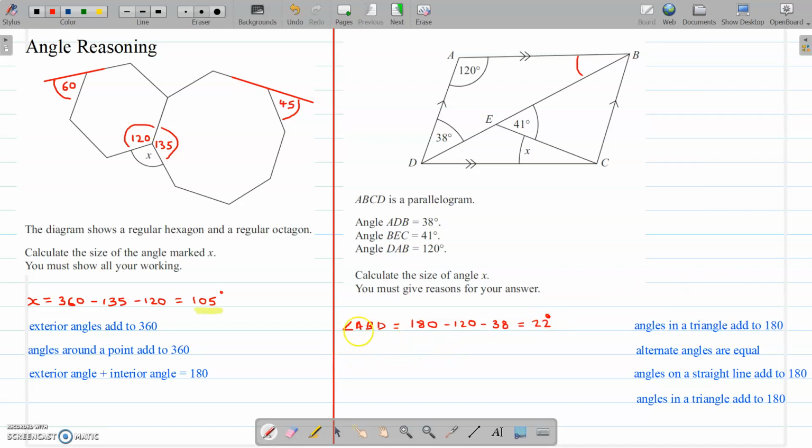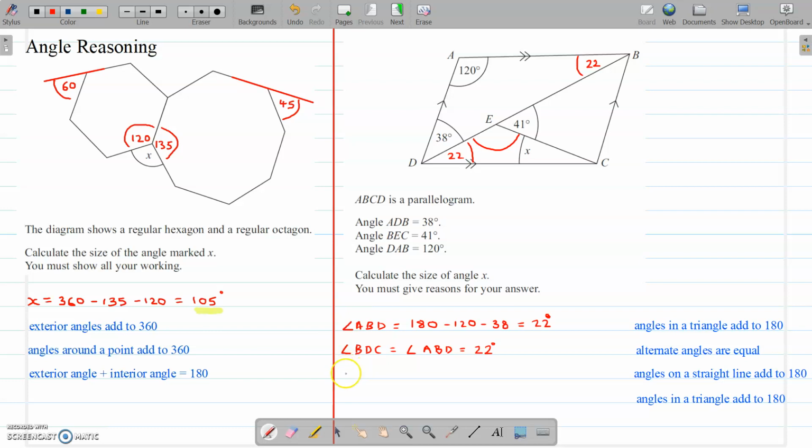Okay, we go on to the next thing, which is to mark the 22 on there. And I'm going to state straight away that this angle here is also 22. That's the angle BDC. Okay, but I must give a reason that angle BDC is equal to the angle I've just worked out, ABD, okay, which is equal to 22, okay, and the reason for that is because alternate angles are equal.